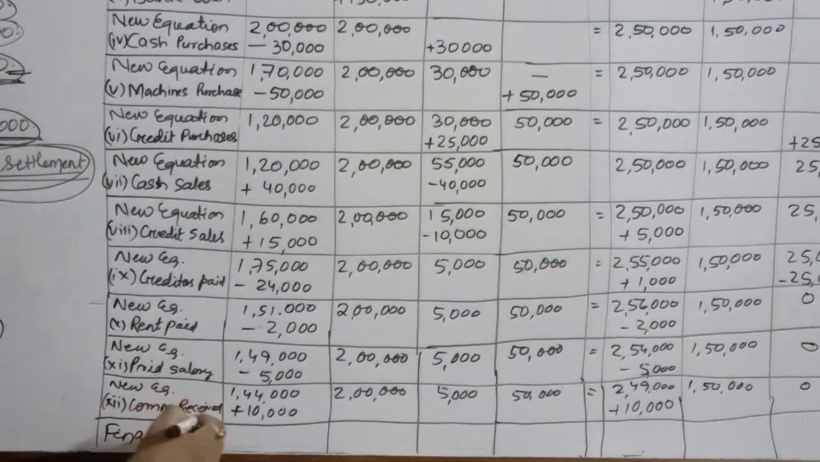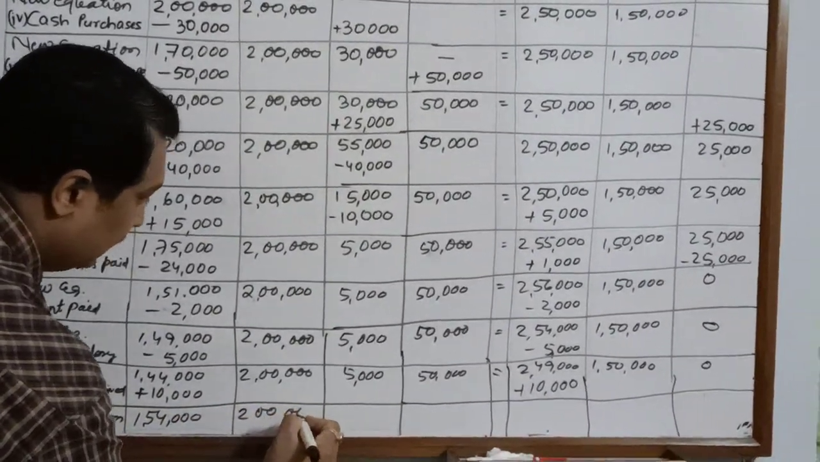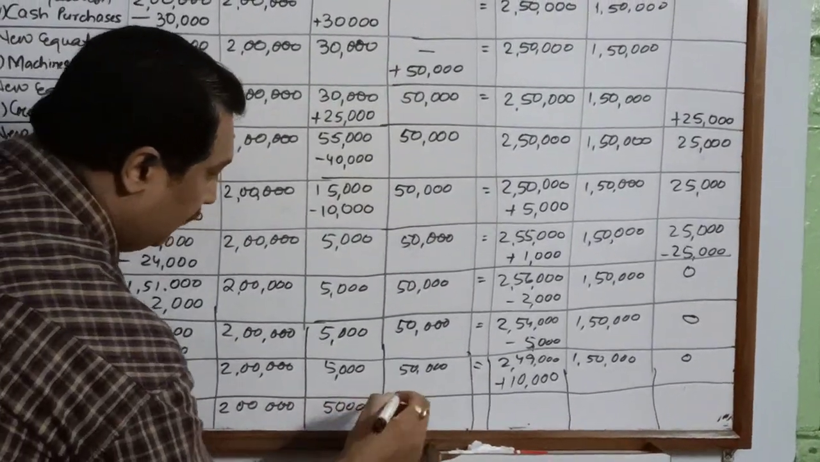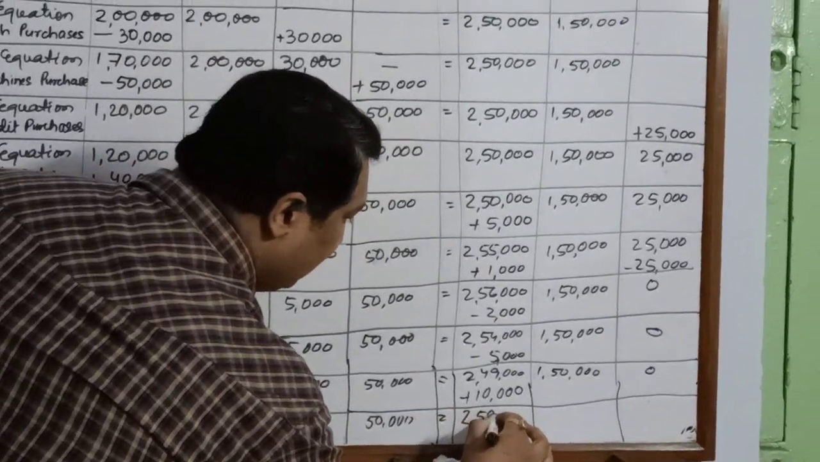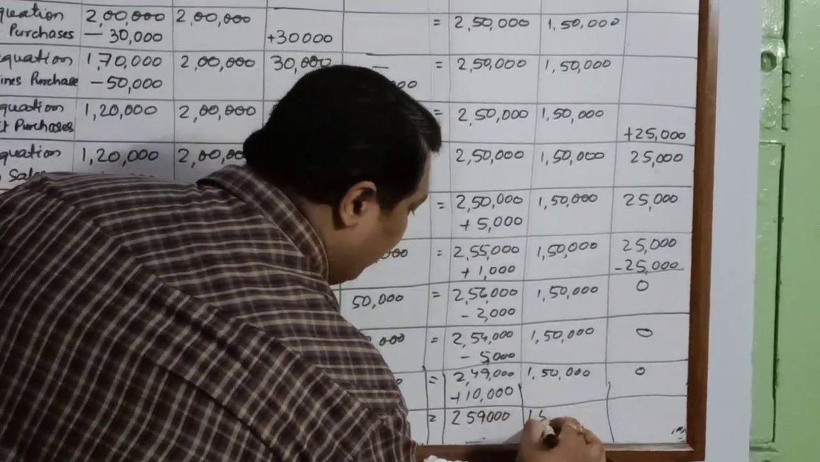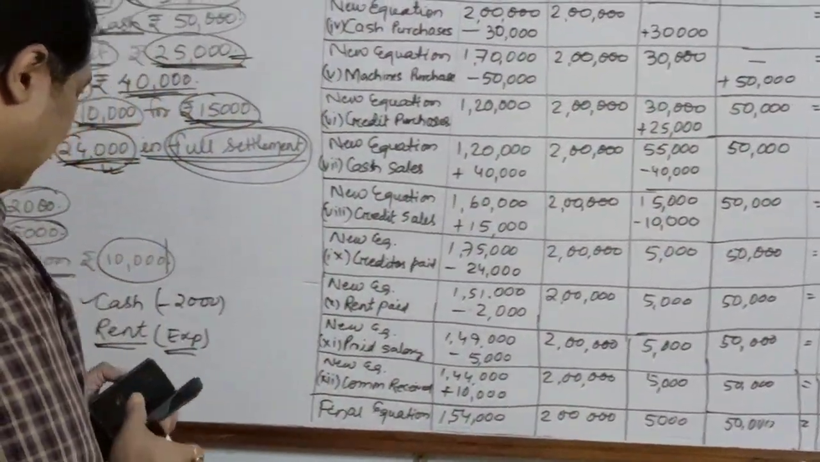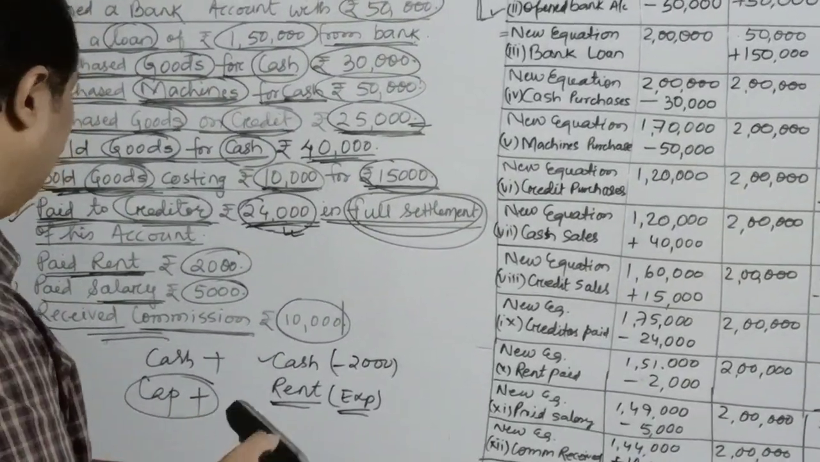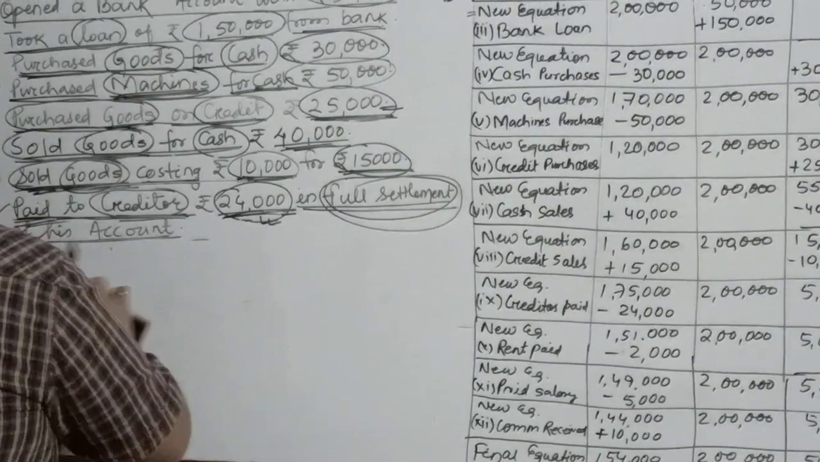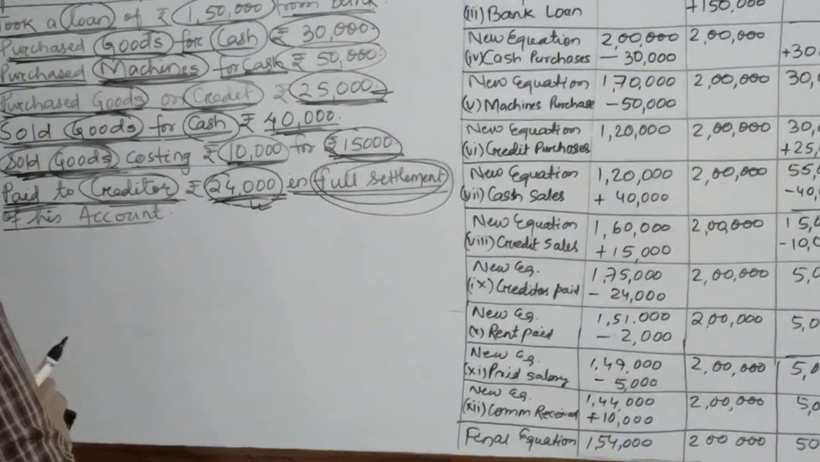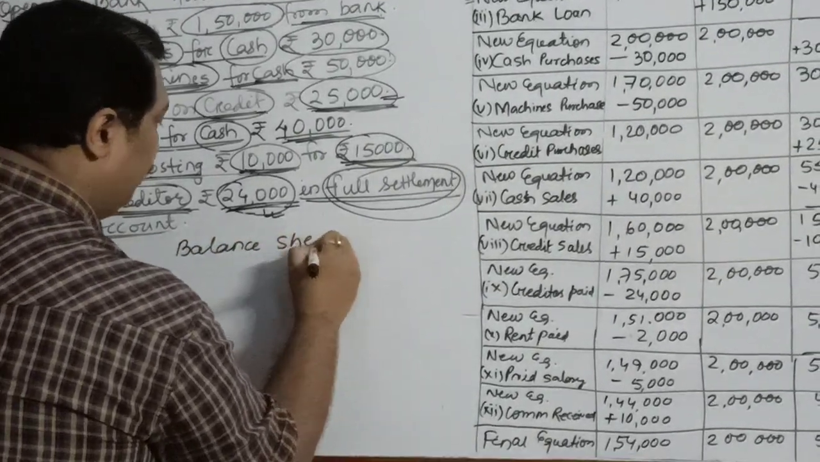Okay. So final equation will be 1,54,000, 2 lakhs, 5,000, 50,000 is equal to 2,59,000, 1,50,000. No creditor. Now children, this was your accounting equation. You can show this in your balance sheet also. If you are asked in some of the questions, they also ask the students to prepare the balance sheet and show. So you will just prepare the balance sheet.